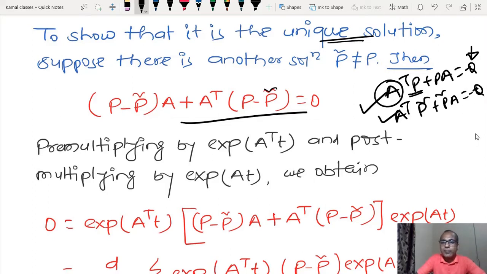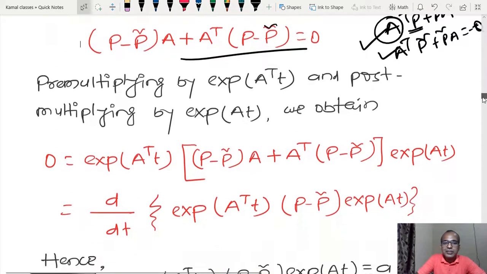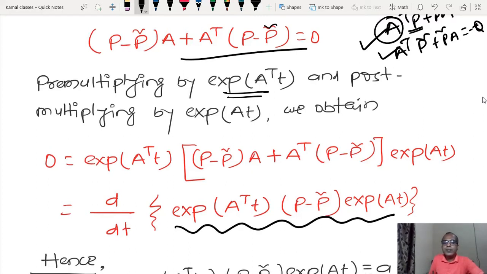So you can see how one can show it. First, you can multiply both sides by the exponential function exp A transpose T and exp A T, as pre and post multiplication. After that I have this kind of quantity, and finally I am going to express some quantity in terms of the derivative d by dt. Then only I can tell that if that is equal to 0, then this quantity is constant. That kind of formulation I am going to do, and due to that reason I have multiplied with these two quantities.